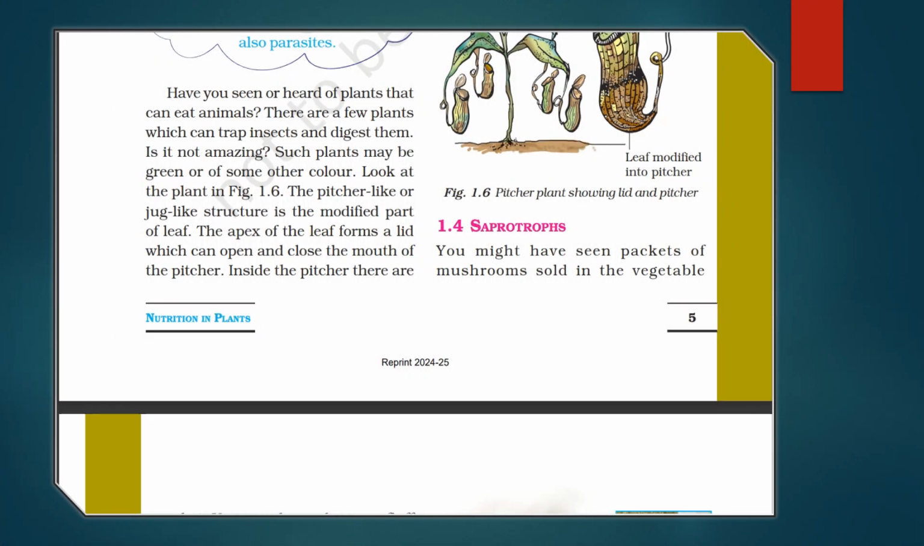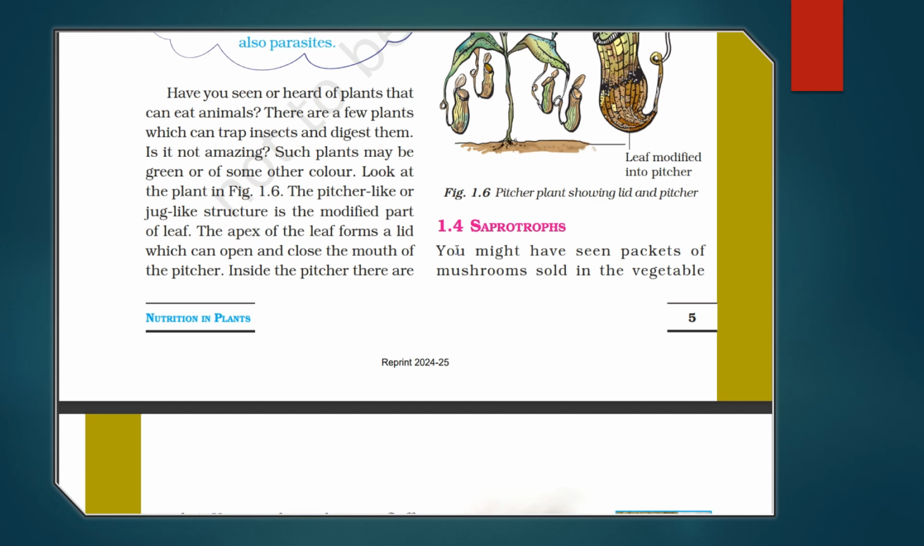So this is part 2 of chapter number 1 from the class 7th science subject. We already learned about nutrition in plants. Up till now we have learned about autotrophs and heterotrophs. Now we will understand more types of nutrition.